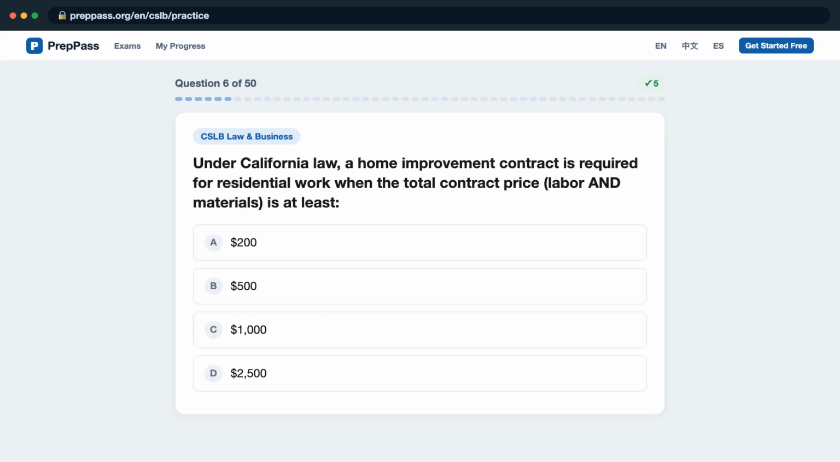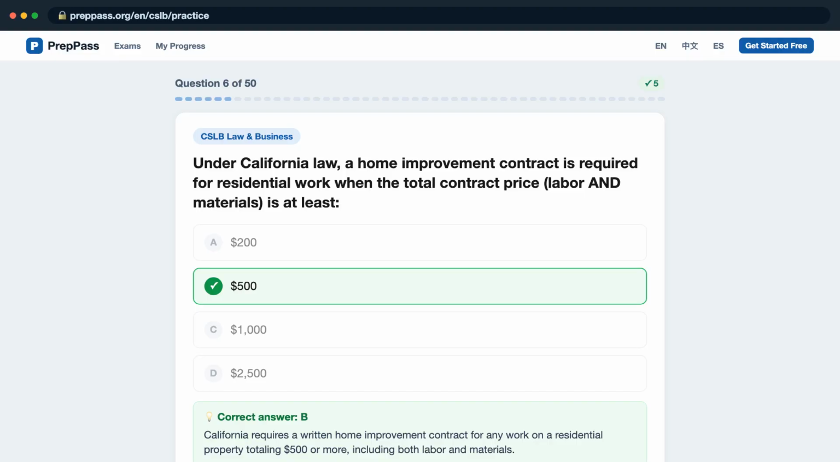Question 6. Under California law, a home improvement contract is required for residential work when the total contract price, labor and materials, is at least, is it A, $200? B, $500? C, $1,000? D, $2,500?